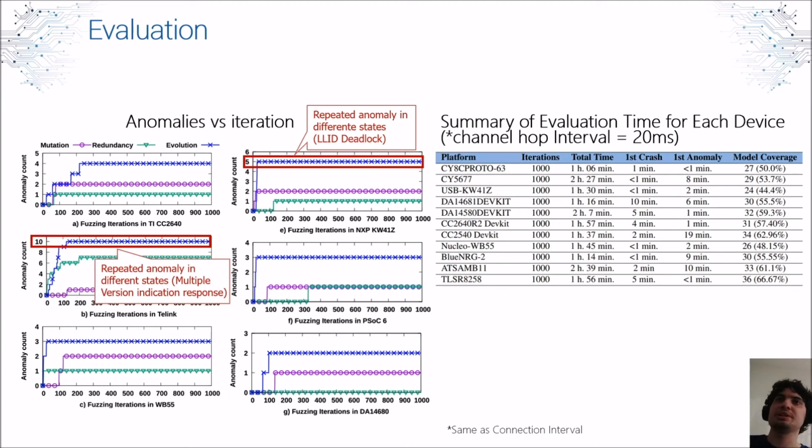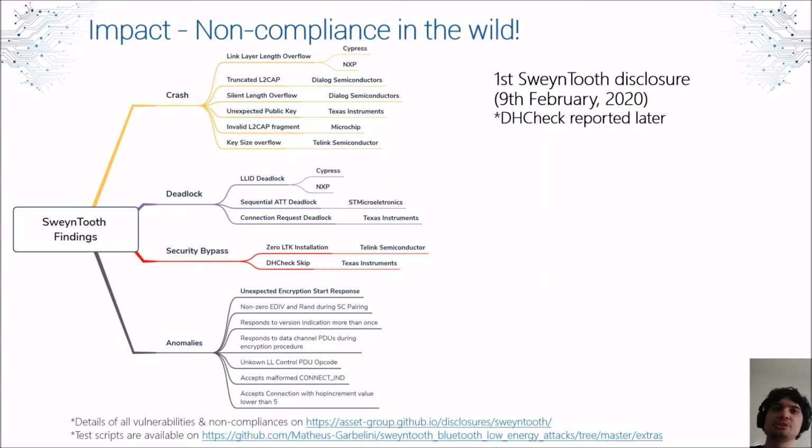So this shows that just by starting the fuzzer with our design and by exploring the link layer, it was already possible to trigger some basic vulnerabilities, even though these companies may use really expensive equipment to test. Now, as for our results, we have categorized our findings into crash, deadlock, security bypass, and anomalies. The anomalies represent the responses from peripherals which we found to be non-compliant to a specific section of the standard.